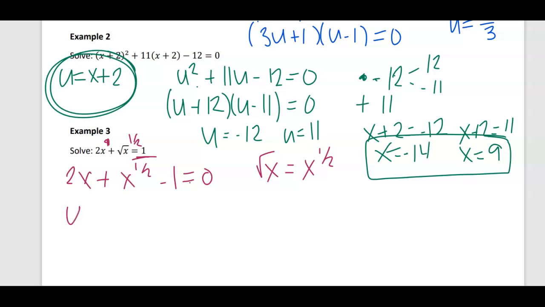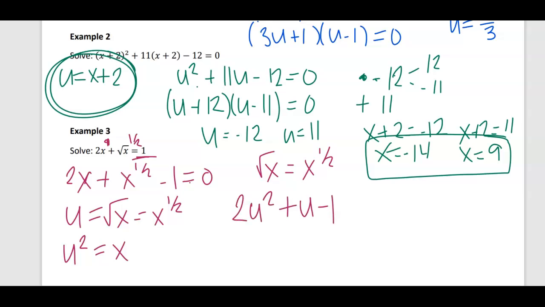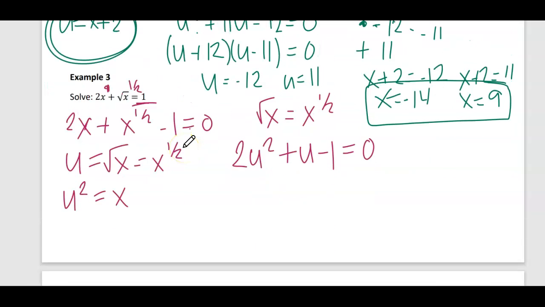So again, we let u be the variable on the inside. So u is the square root of x, which we said is x to the 1/2. And so if I want to figure out what u squared is, that's just going to be x. So let's look. We have 2u squared plus u minus 1 equals 0. Let's go ahead and try to solve this.